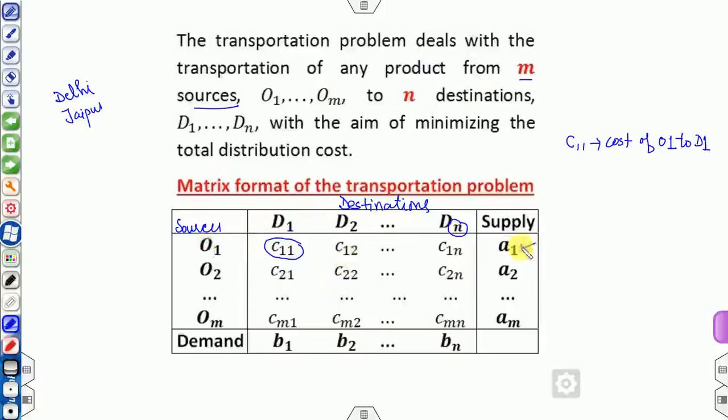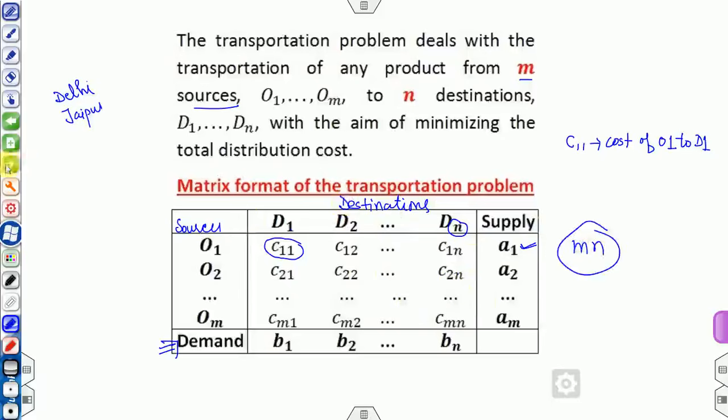Here A1 represents the maximum supply by the source O1, AM represents the maximum supply of OM, and B1, B2 and so on represent the demands. So this is the matrix format, because this is represented in terms of a matrix. How many variables are there in total in this format? It is MN.